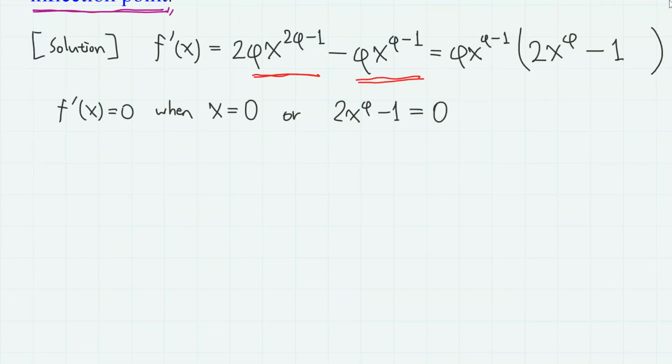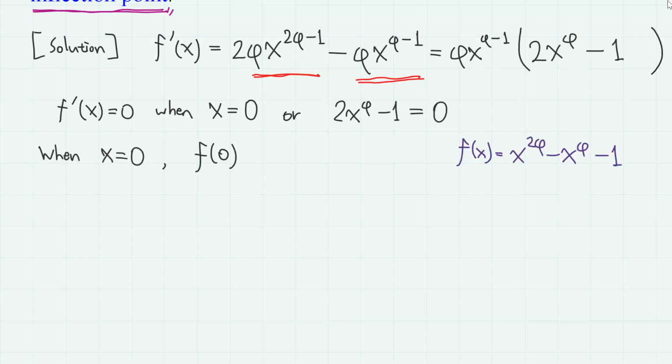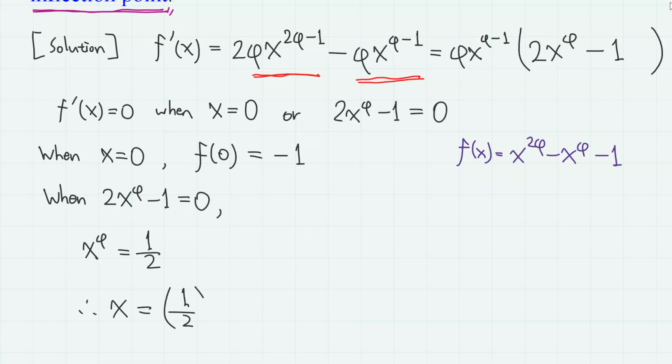So you can see that the derivative f prime x becomes 0 when x equals 0, or 2x to the power of phi minus 1 equals 0. When x equals 0, the value of the function at that point is simply minus 1. When 2x to the power of phi minus 1 equals 0, then we have x to the power of phi equals 1/2, so x equals 1/2 to the power of 1 over phi.